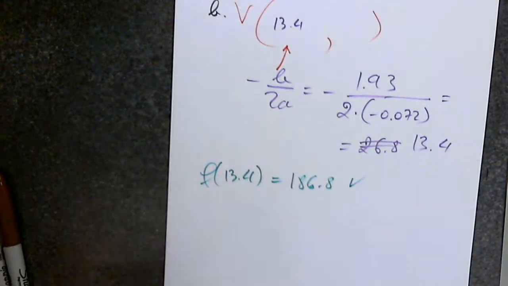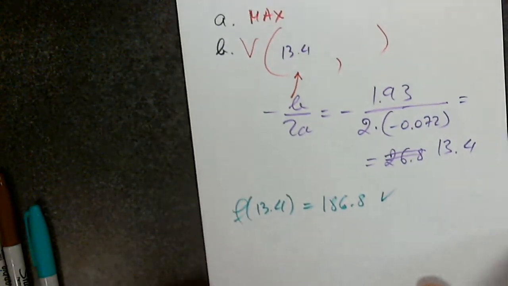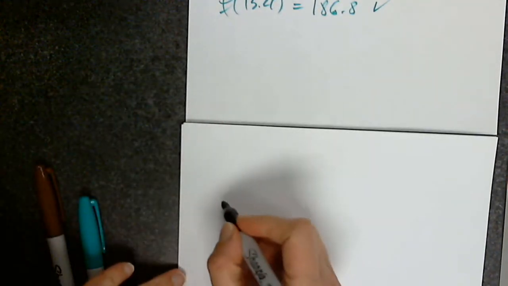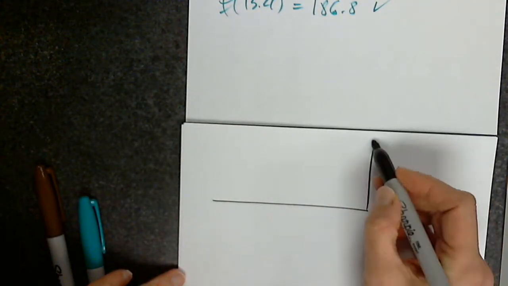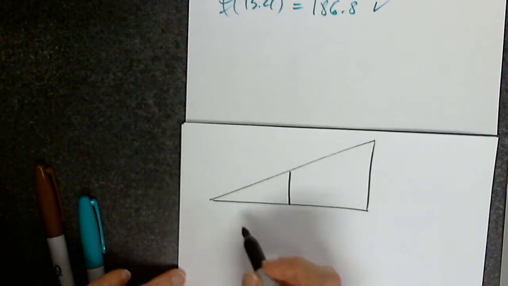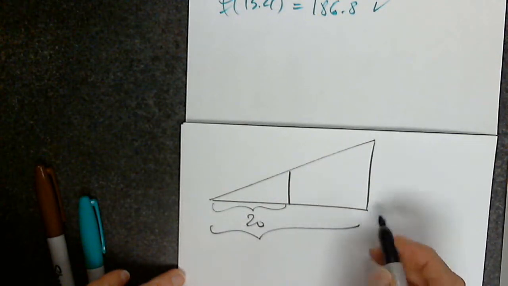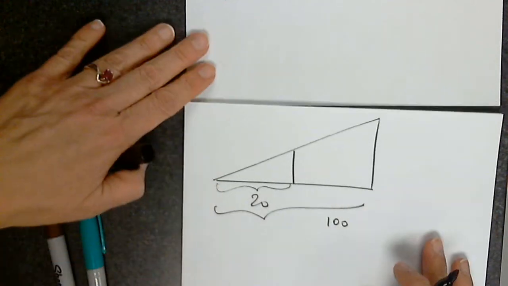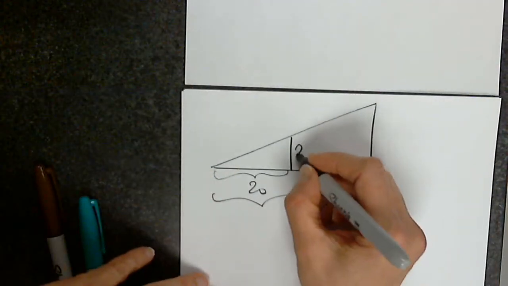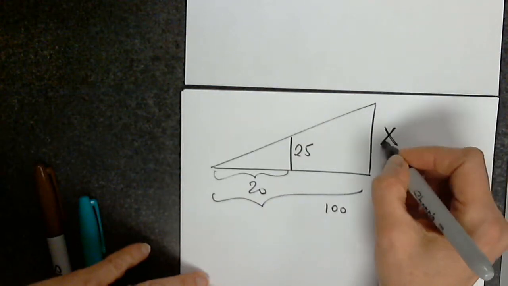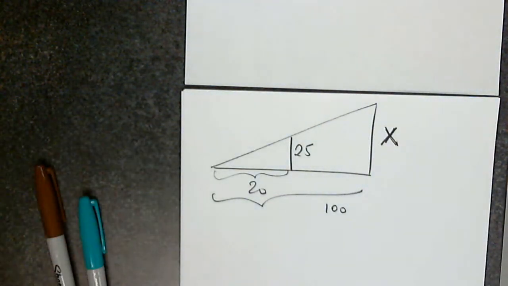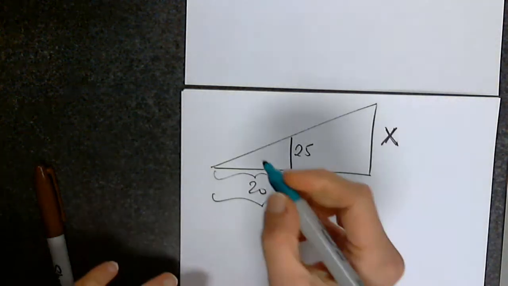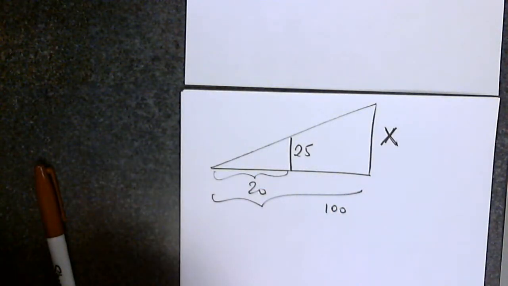Correct. Now let's look at the similar triangle situation. Let's say I have this. Let's say this is 20. Let's say this is 100. And this is 25. And I want to determine this. What is the idea with similar triangles? They have all angles the same.